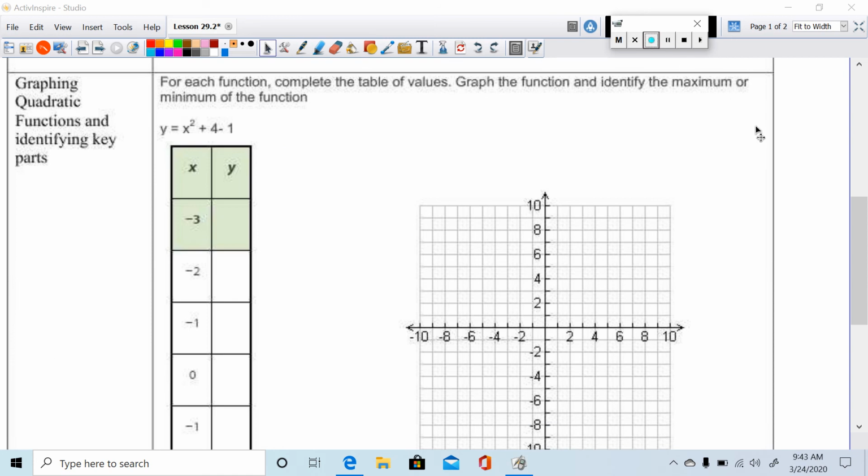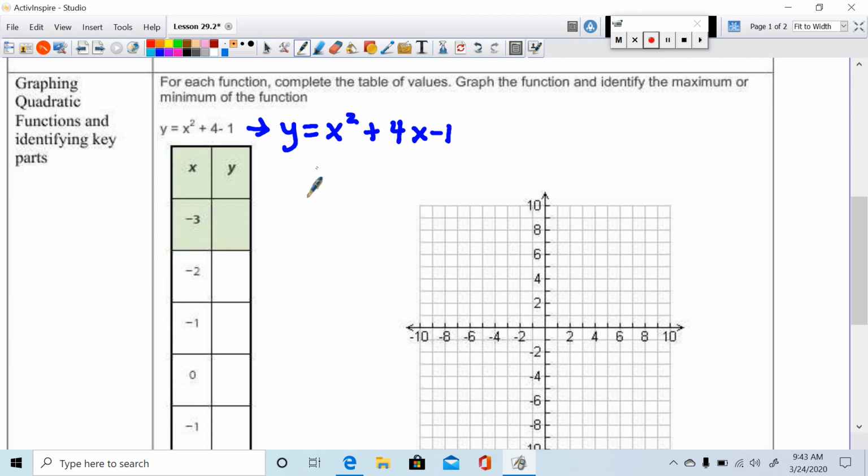Now we're going to graph quadratic functions and identify key parts. For each function, complete the table of values, graph the function, and identify the maximum or minimum of the function. I'm just going to take each one of these, and everywhere you see an x, you would put parentheses and then the number. I apologize, when I typed this, I typed it incorrectly. The equation should be y equals x squared plus 4x minus 1. Okay, so here we go.